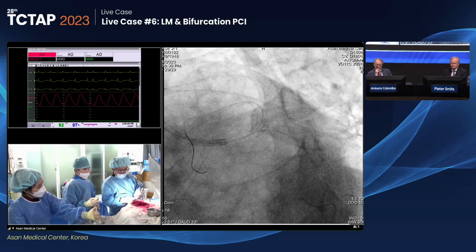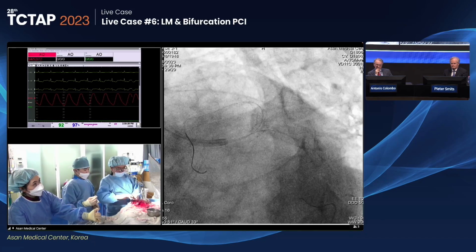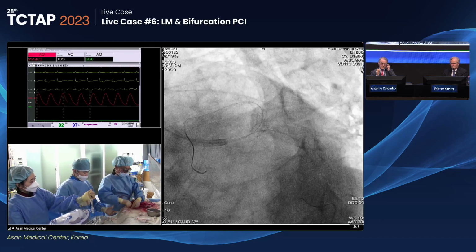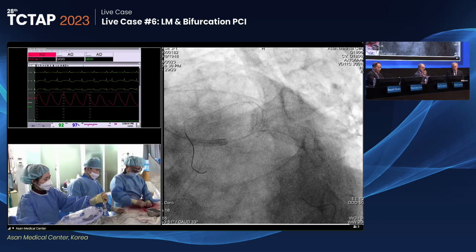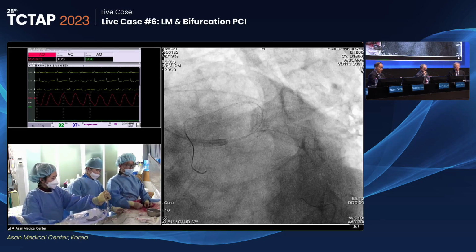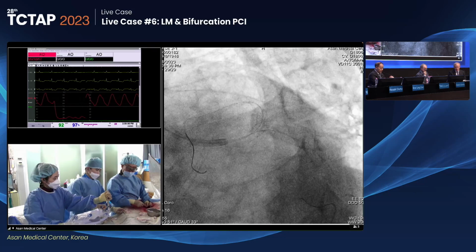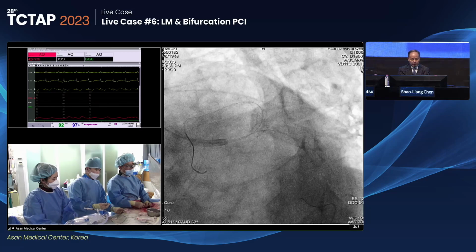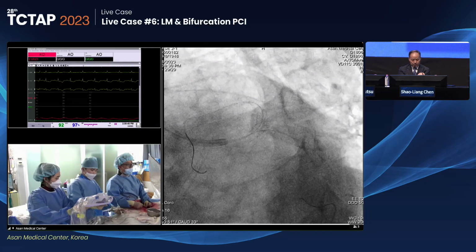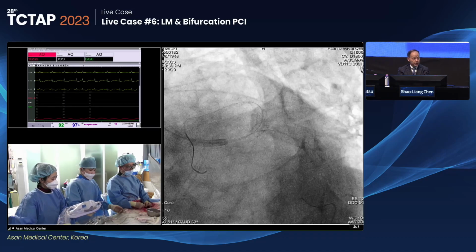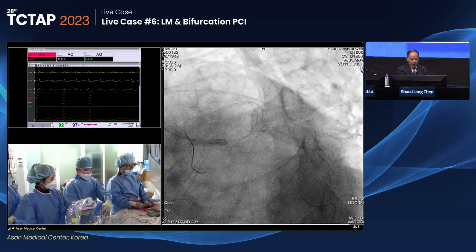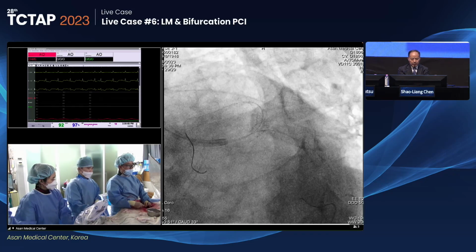Dr. Park, congratulations on the very, very beautiful result. Just one question. Before kissing balloon inflation, the crushed segment was localized at the distal left main, but after kissing balloon inflation, the crushed segment moved to the ostium of the circumflex. So I suspect full coverage of the ostium of the circumflex. Can you check the IVUS study from the circumflex?